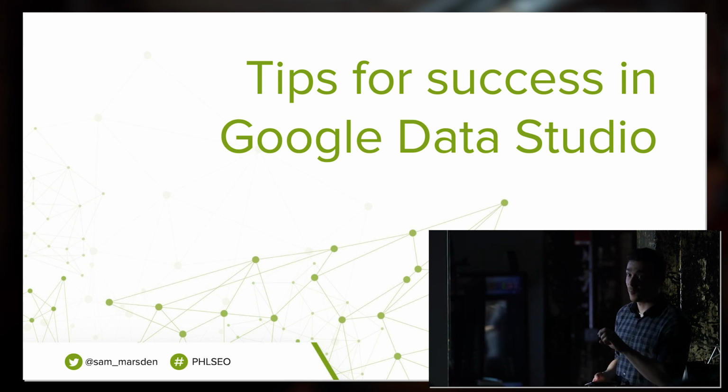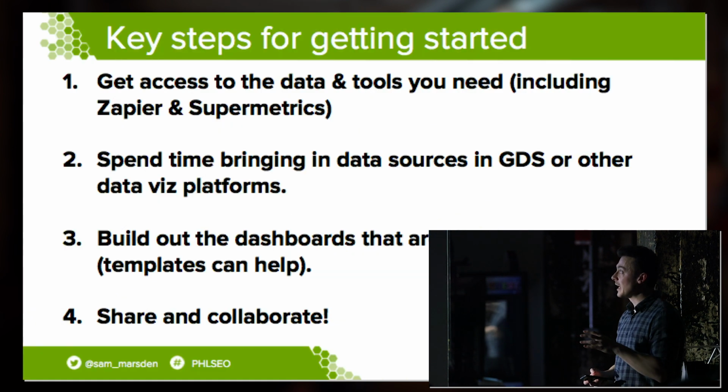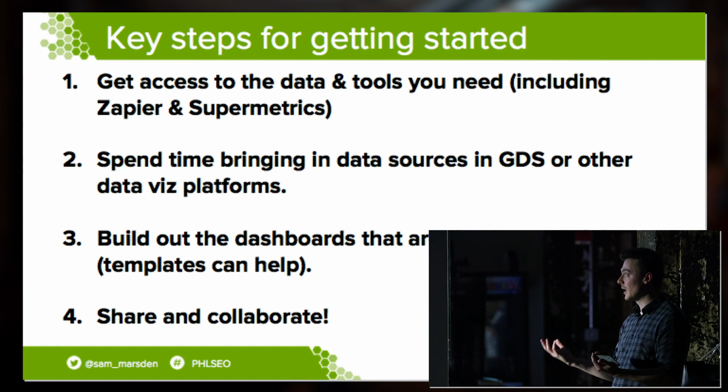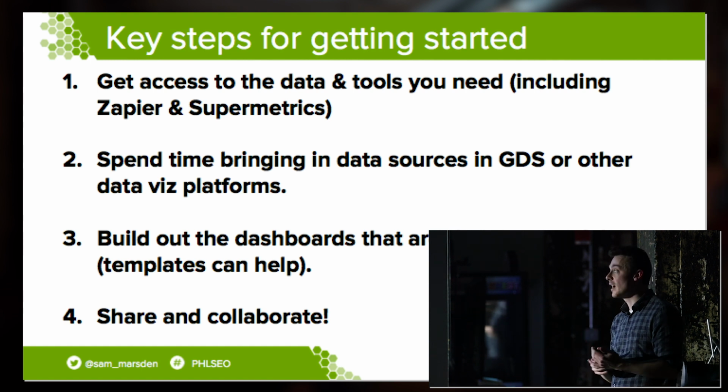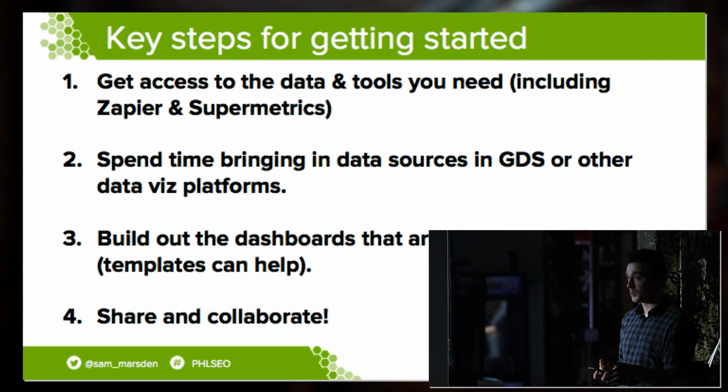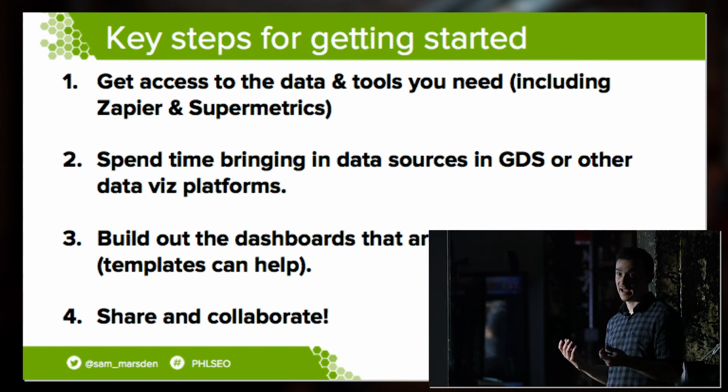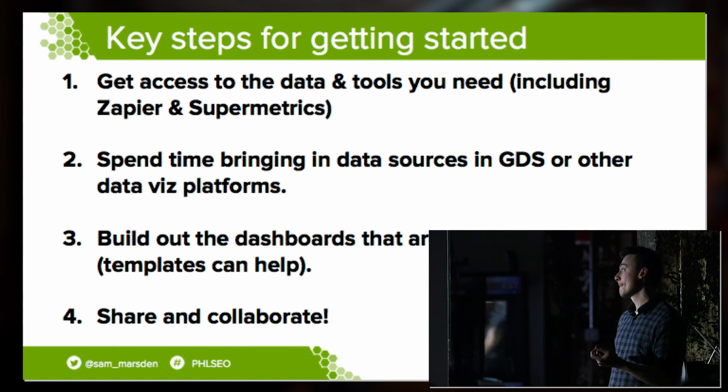So I just want to finish off with some tips for success within Google Data Studio, some key steps for getting started. Make sure that you get access to all of the data that you actually need. So you might need access to Zapier or Supermetrics. That will be helpful. I'd spend some time bringing in all of these data sources into GDS. It takes a bit of time up front, but once you've got all of this data in and neatly organized, that's going to free you up and save you a lot of time in the long run.